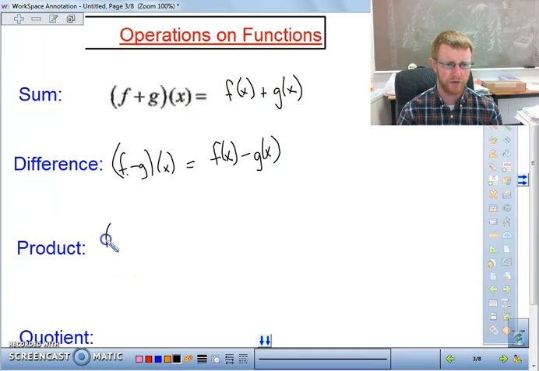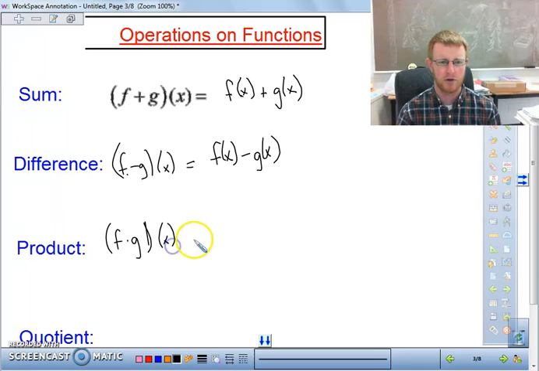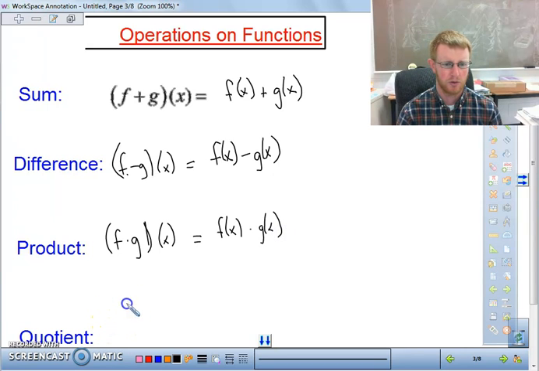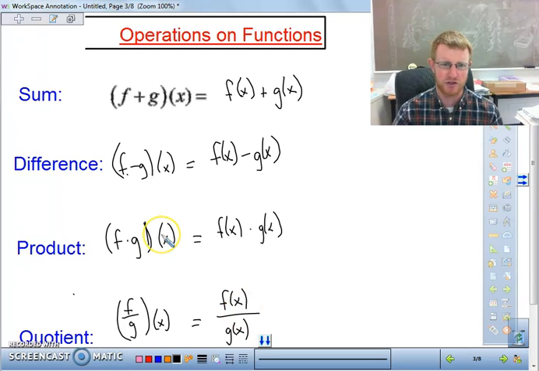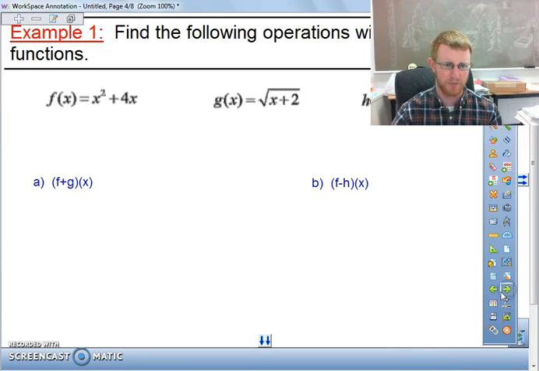For the product, we'll see f dot g, or f times g of x, which of course means f of x times g of x. And then of course the quotient, you could put g on top, but we're going to do f divided by g of x, and that's the same thing as f of x divided by g of x. So just some terminology and notation that you should be aware of, so that way you know how to apply that. So let's do a few examples here.